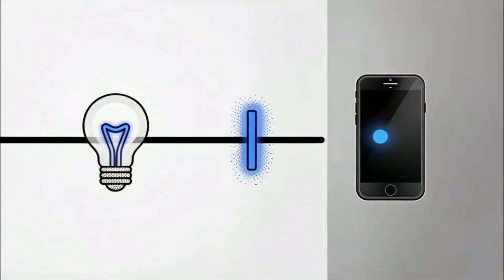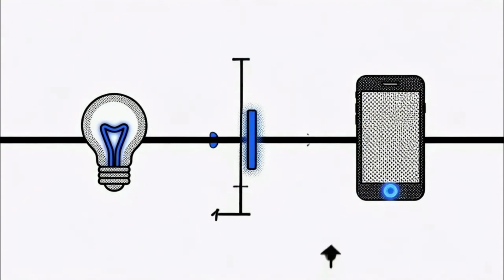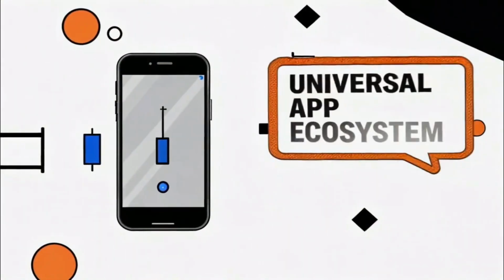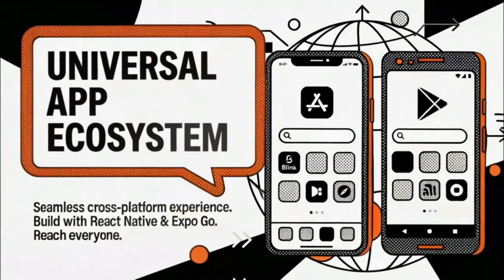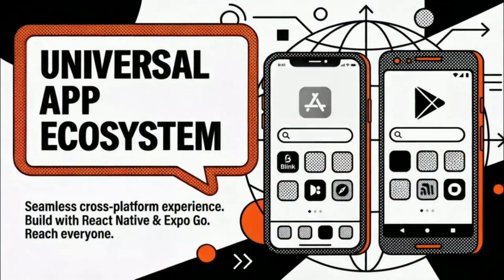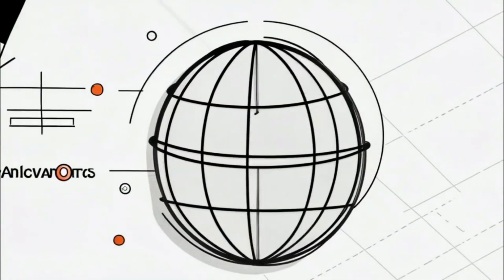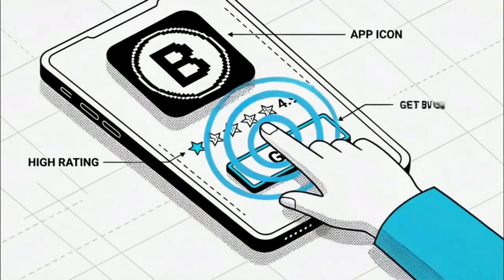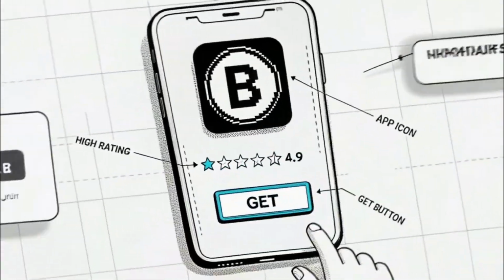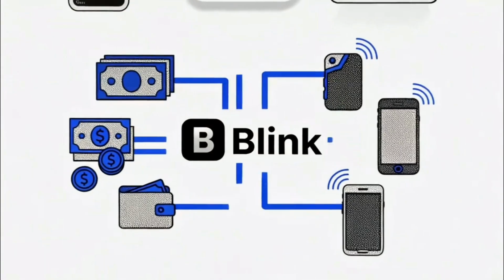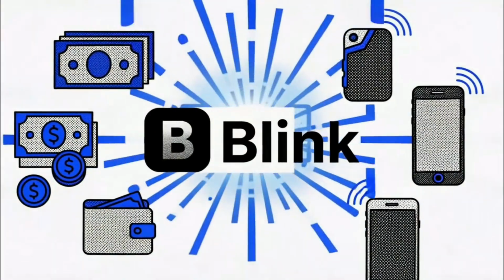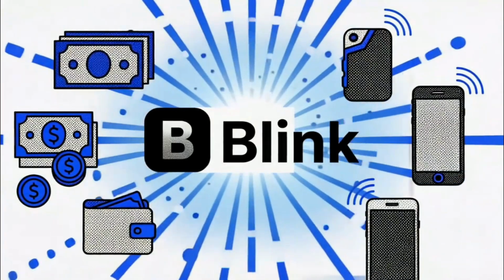But what if the distance between your idea and a published app on both stores was one prompt? What if you could describe your app in plain English and generate a real, native mobile app for both iPhone and Android? Not a website wrapper, a real app with real listings that real people can download and pay for. The platform is called Blink, and it was built to collapse the gap between concept and cash on both platforms.